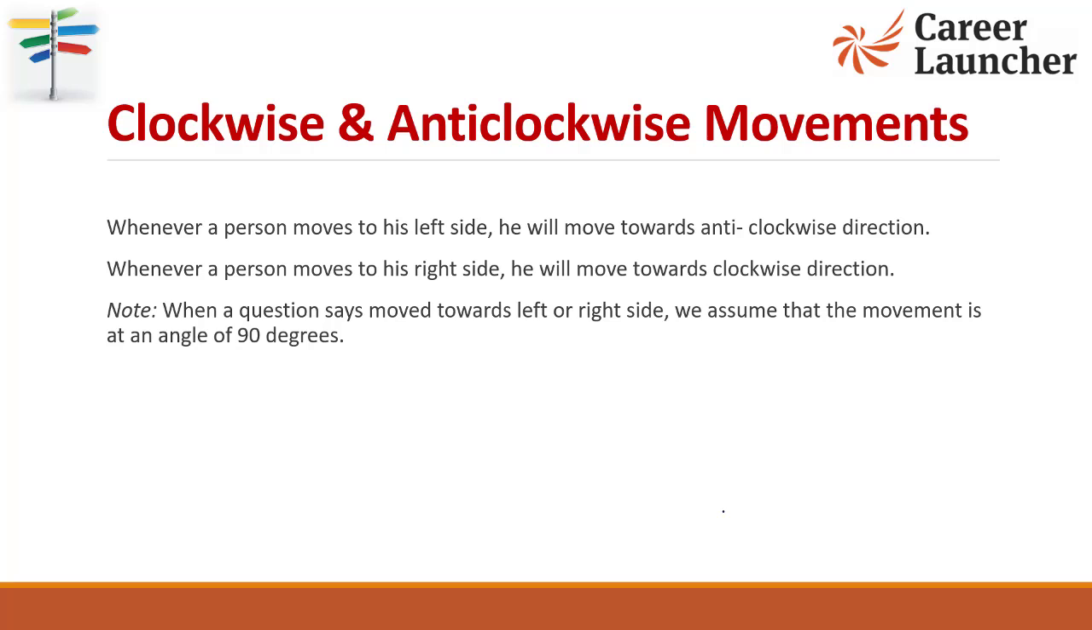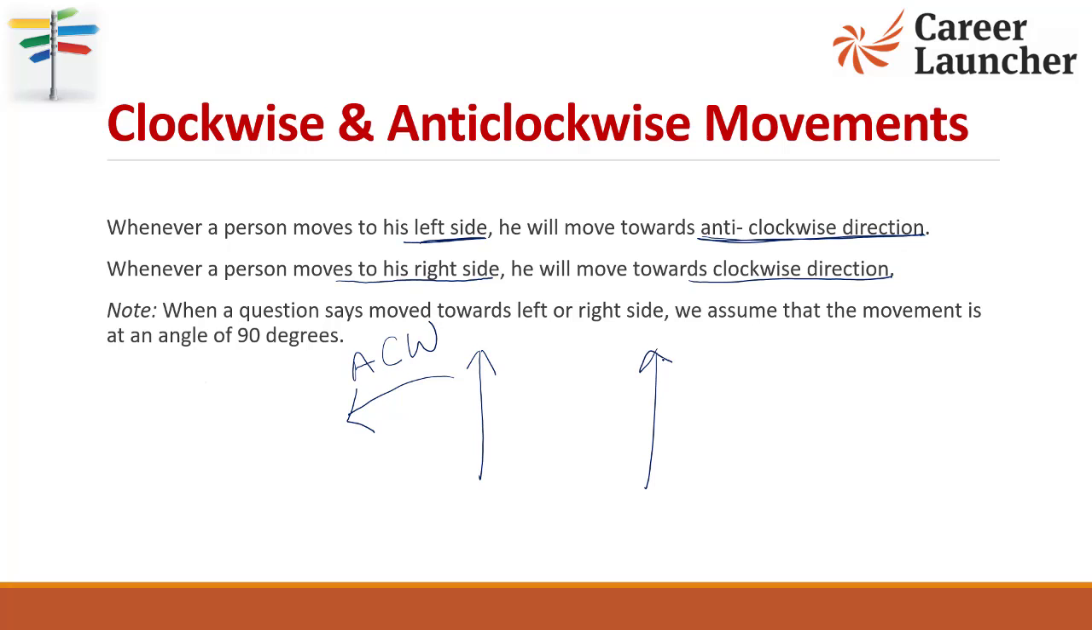The clockwise and the anti-clockwise movement. You might have heard of these terms quite often. So whenever a person is moving towards his left side, the movement will be in the anti-clockwise direction. Supposedly a person is walking towards north and he moves towards the left side. That will be the anti-clockwise movement. And if the same person moves towards his right side, that will be the clockwise movement.